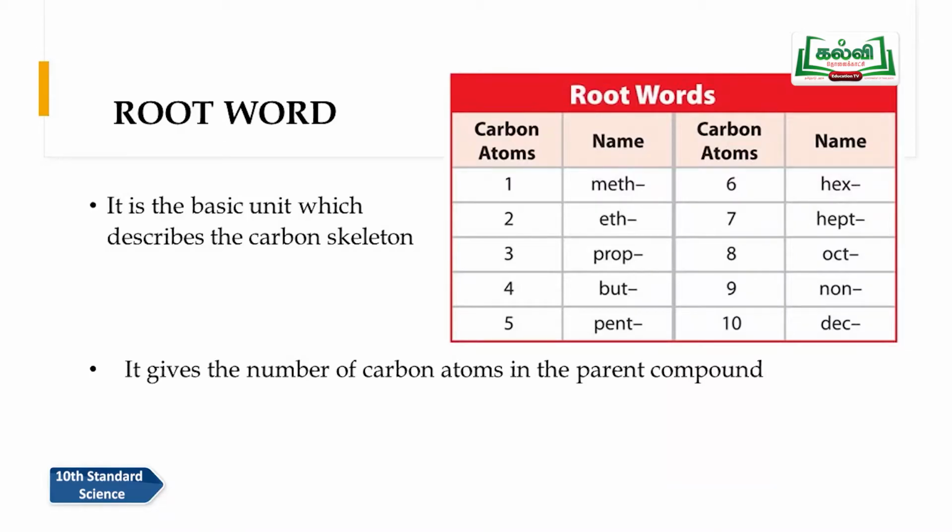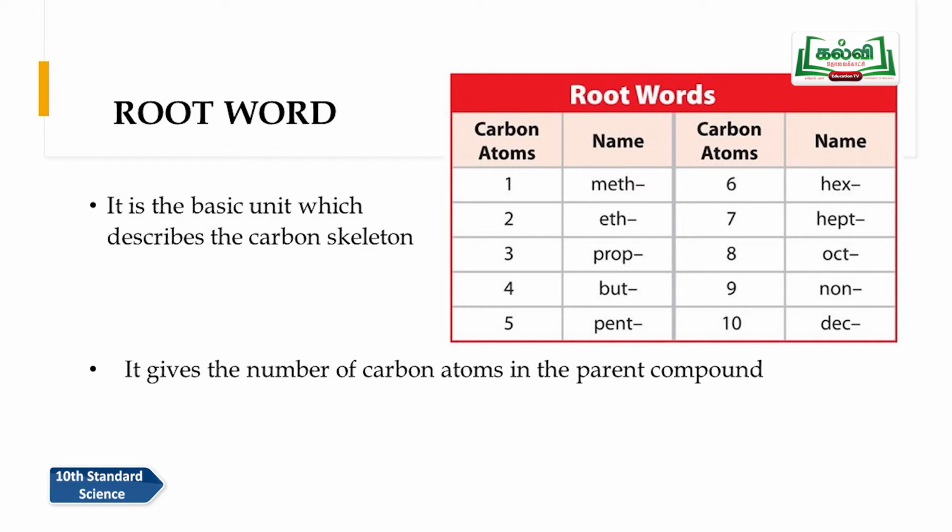Now, what is a root word for the organic compound? It is based on the basic unit in the organic compound. What is the basic unit present in the carbon skeleton or the carbon pattern? That is how many carbon atoms are present in the parent compound. If you know the number of carbon atoms present in the parent compound, we get what we call the root word. Now, root words are there on your screen for the carbon atoms numbering 1 to 10.